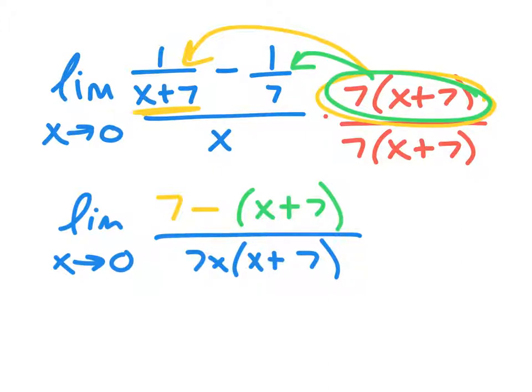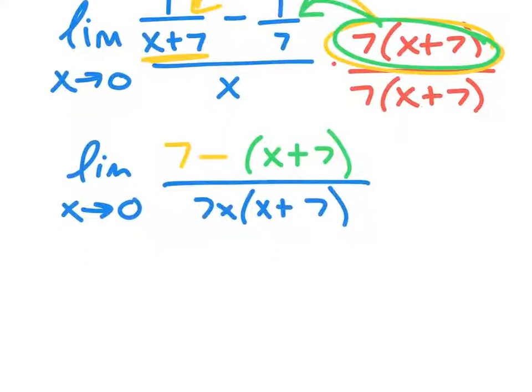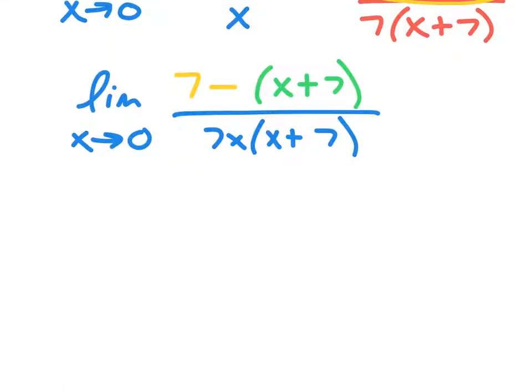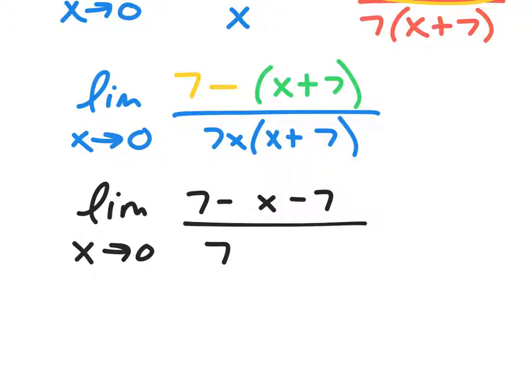Now that I've eliminated the fractions in the numerator, this will allow me to go ahead and start simplifying, and eventually this is actually going to become a lot easier. So first thing I want to do is go ahead and distribute that negative in the numerator. So I have 7 minus x minus 7. Again, not distributing in the denominator though. That way on the next step I can cancel things a little bit easier.